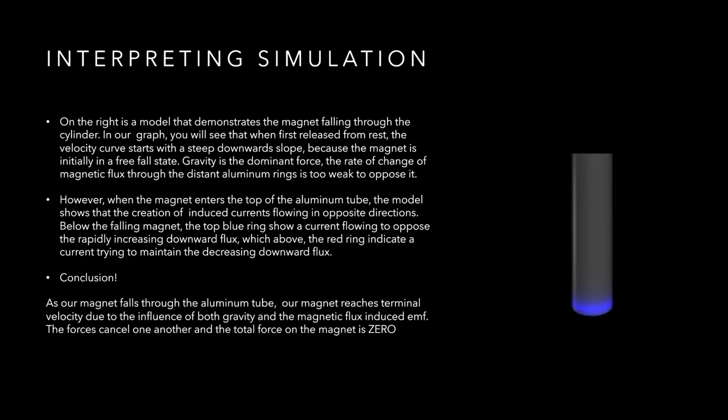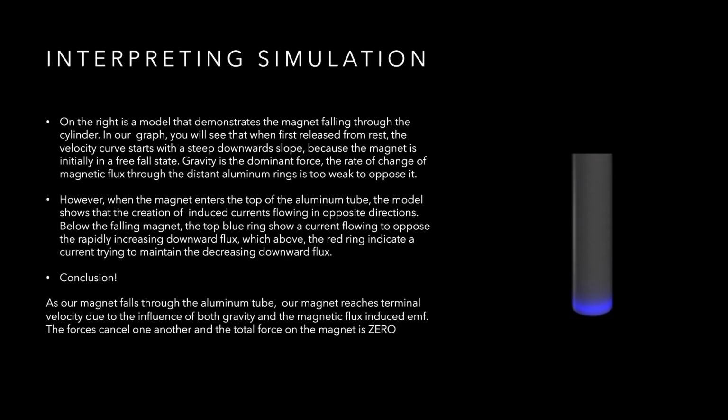However, when the magnet enters the top of our aluminum tube, the model shows the creation of induced current flowing in the opposite direction. Below the falling magnet, the top blue ring shows a current flowing to oppose the rapidly increasing downward flux, while above the magnet, the ring indicates a current trying to maintain the decreasing downward flux.